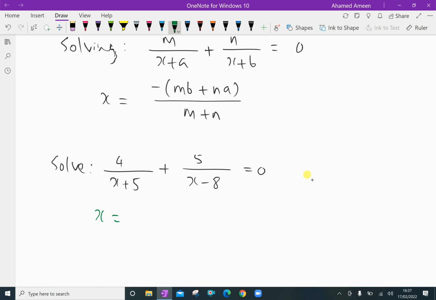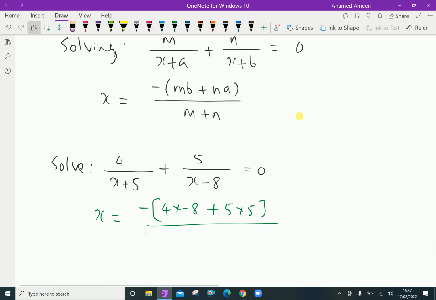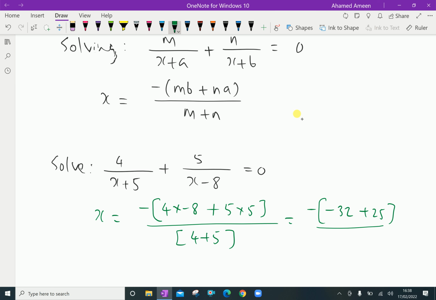X equals minus of MB, which is 4 into minus 8, plus NA, which is 5 into 5, over M plus N. Here, look at this, M plus N, 4 plus 5, which is equal to minus of minus 32 plus 25 over 4 plus 5 is 9. The final answer equals 7 over 9.